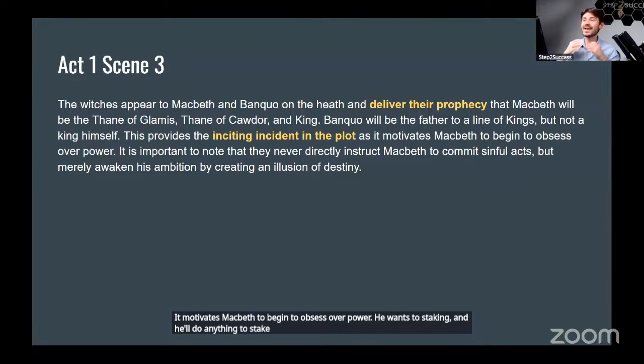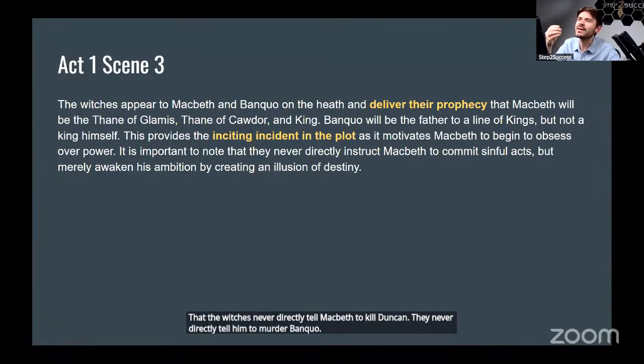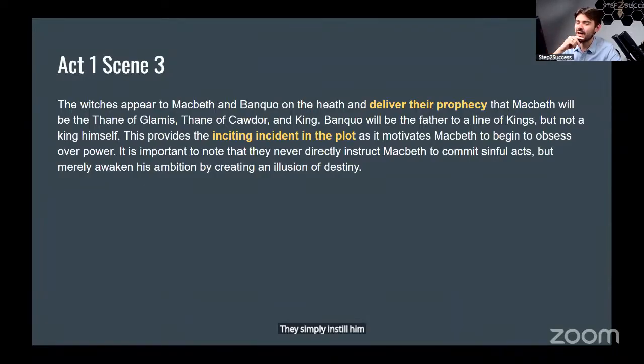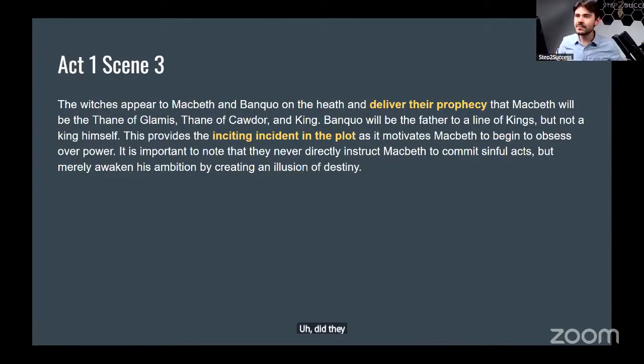It's important, again, to note, however, that the witches never directly tell Macbeth to kill Duncan. They never directly tell him to murder Banquo. They simply instill him with the ambition. And therefore, it presents the question of predestination versus free will. Did they cause him to do these evil things, or was he always going to do it?